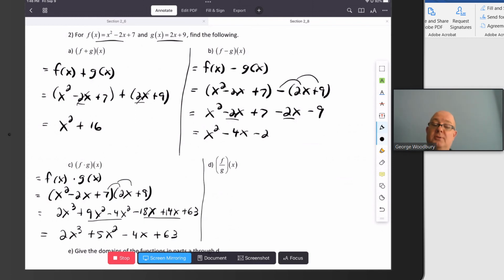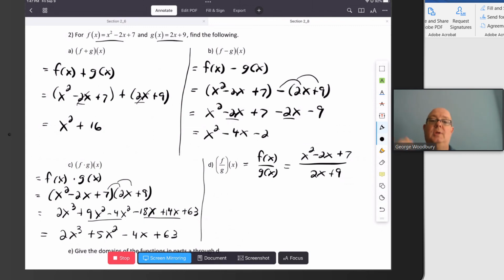Division looks like it could be the most difficult. It's actually one of the easier ones usually. This is going to be f of x over g of x. And we can put those formulas in. X squared minus 2x plus 7 over 2x plus 9. And the only thing that we might be able to do here is to simplify by dividing out common factors. However, x squared minus 2x plus 7 does not factor as a trinomial, so this is as far as that one can go.